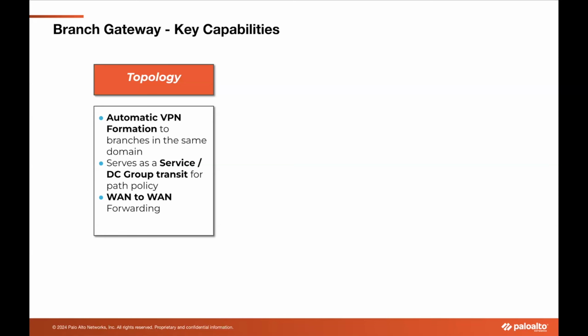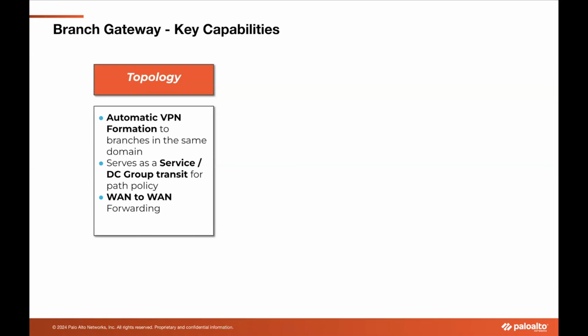So the first one is through the area of topology. Once you have a branch defined, it gets put into a domain, which is a required attribute. Domains are typically organized in a geographical manner: US East, Asia Pac, Europe, you name it. It's up to you as a customer on how you organize that.